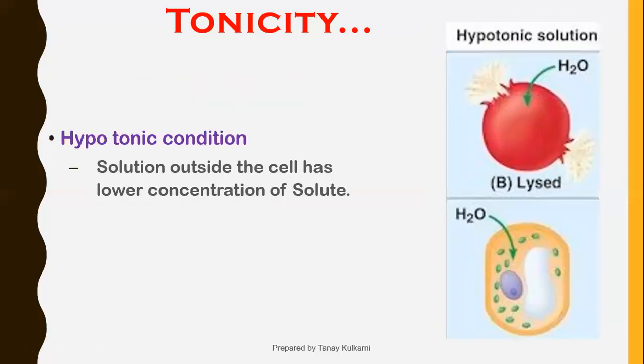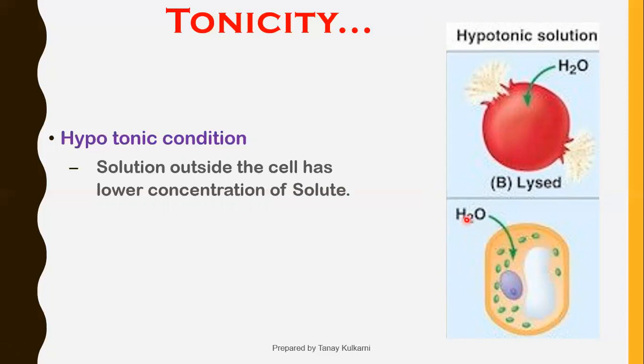The third condition is the hypotonic condition or hypotonic solution, in which the solution outside the cell will have a lower concentration of solute as compared to the fluid inside the cell. It means inside the cell there is a lot of solute and outside the cell there is very little solute. When I say outside the cell there is less solute concentration, then whose concentration is more? The water concentration is more. Inside the cell, solute is more, water is less.